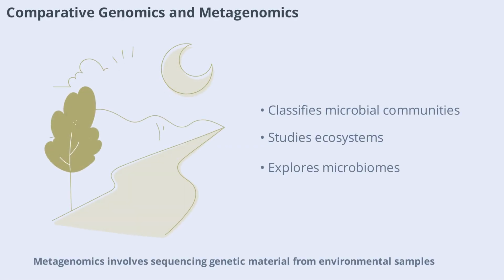Metagenomics involves sequencing genetic material from environmental samples. Comparative genomics helps identify and classify the diverse organisms present, revealing the structure and function of microbial communities. This approach is vital for studying ecosystems, human microbiomes, and environmental health.